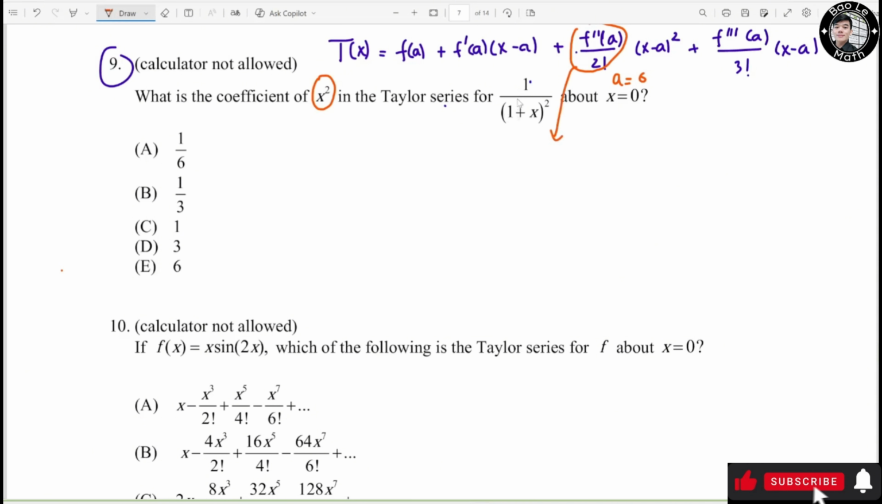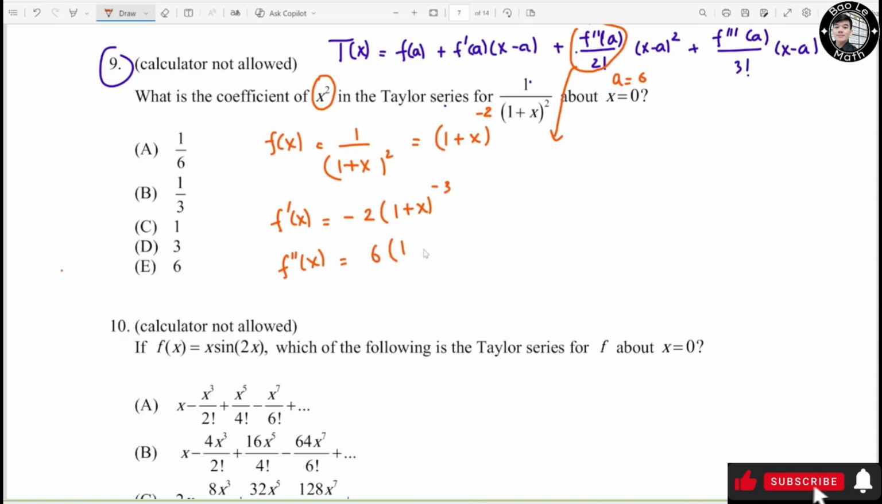So we have the function f of s given by 1 over 1 plus s altogether squared, which is actually 1 plus s altogether raised to the negative 2. So f prime of s is going to be negative 2 times 1 plus s raised to the negative 3. F double prime of s is going to be 6 times 1 plus s raised to the negative 4. Now s equals 0, substitute over here, so we have f double prime of 0 equals 6.